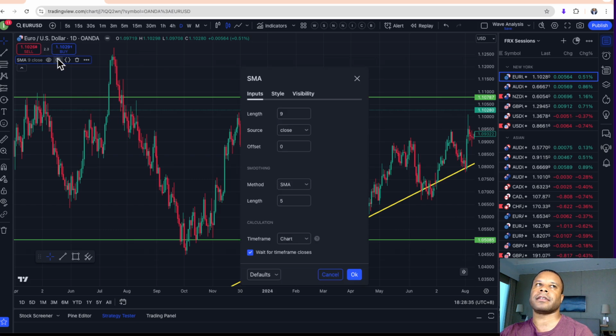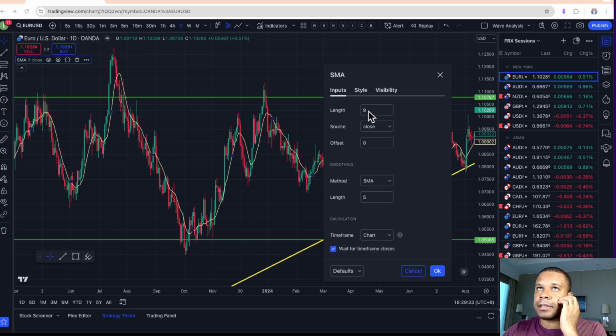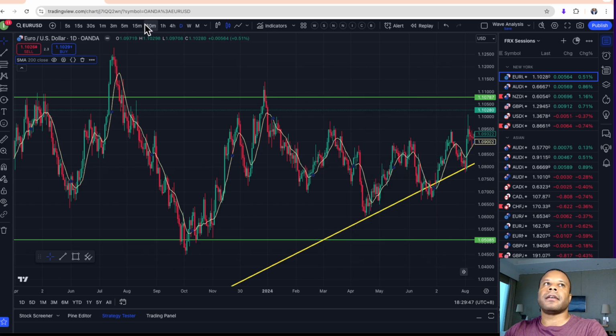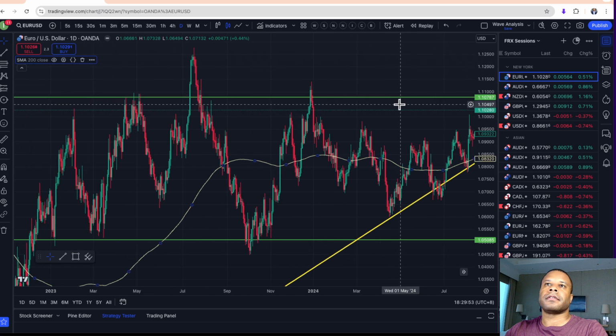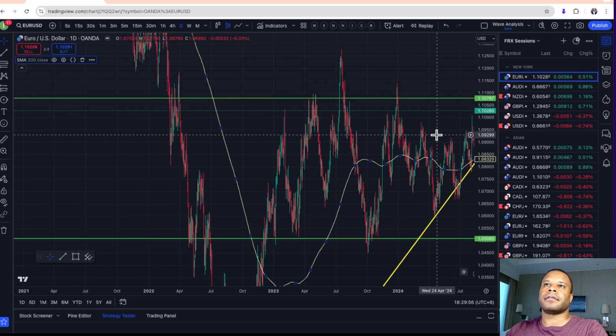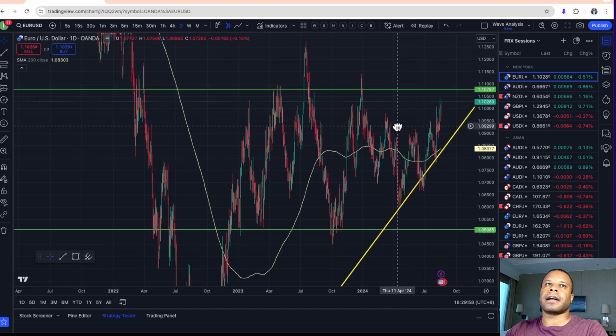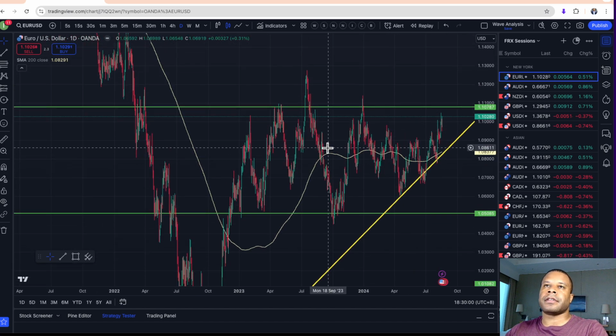what happens if I turn this into a different number? What happens when I change this 9 to a 200? So instead of the close of the previous 9 candles, let's talk about the close of the previous 200. Now watch the moving average line. Watch how it changes. You see that? Look at the change.